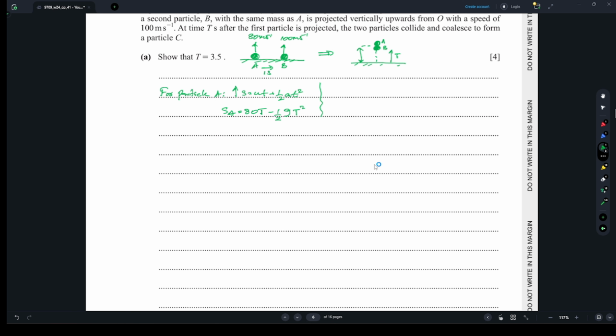And then for particle B, I'm going to apply the same equation. So S equals ut plus half at square. Let's say SB, the initial speed is 100 times t. I should keep minus g because it's moving upwards and the gravitational acceleration is downwards. Sorry, t square.